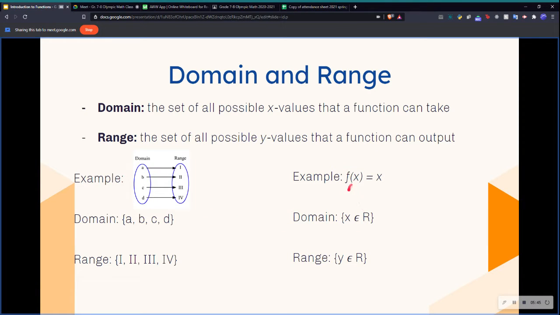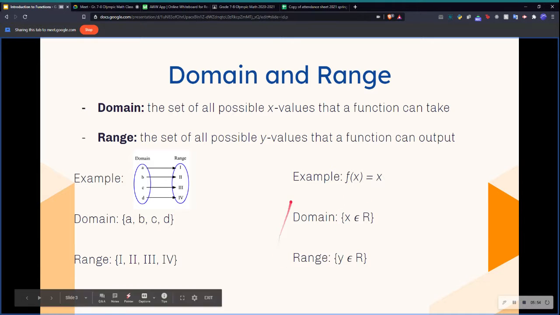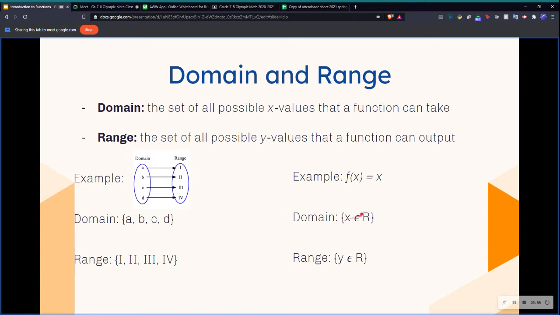But what if you have a function? Say you have f of x is equal to x, and you want to find the domain and range of that. So the domain is pretty straightforward. It's x belongs to the set of real numbers. What this means is that x can be any value that's a real number.